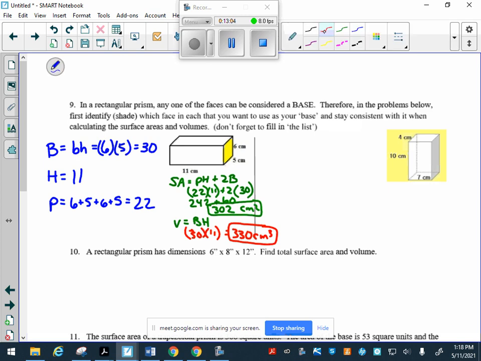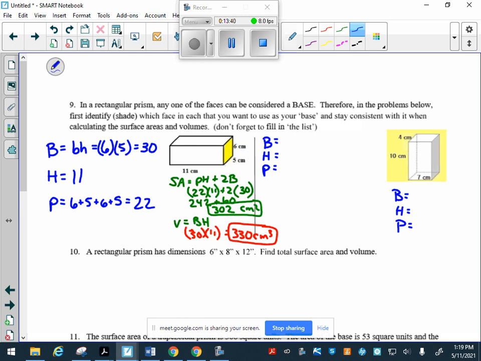All right, so how many people use this as the base? All right, how many people use the one they shaded as the base? All right, how many people use the front as the base? Okay, we have one of everything. All right, so the fact is, no matter what you chose, your list is going to look different based on which one you chose. But your surface area and volume are the same.